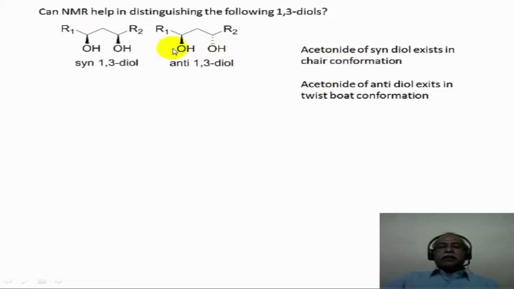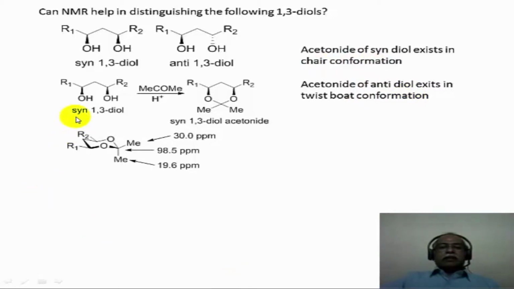Whereas in the case of the anti-diol, the acetonide exists in a twist boat conformation. What do we mean by this chair conformation and twist boat conformation? This is the reaction I am talking about. When the molecule is treated with acetone in the presence of a trace of acid, it forms this cyclic ketal as the product, which we call an acetonide. The syn-diol acetonide is shown here. The syn-diol acetonide has these two carbon-oxygen groups pointing in the same direction. As a result of that, it can exist in a chair form conveniently.